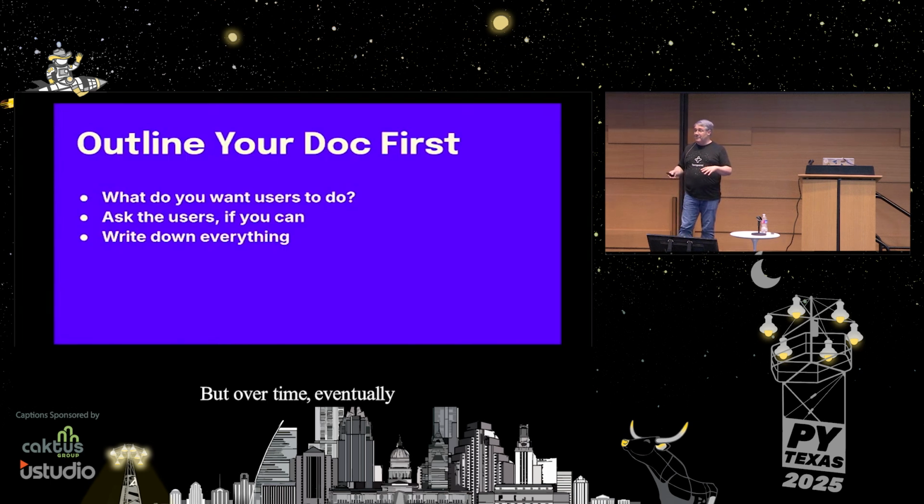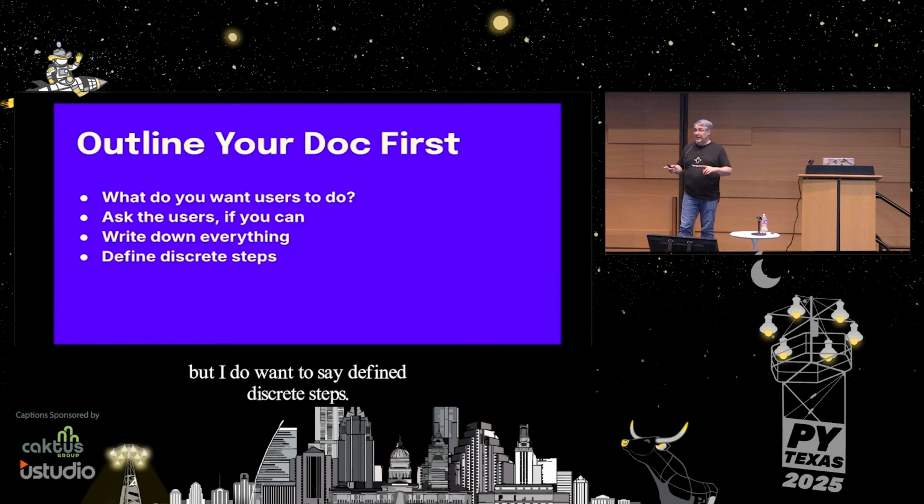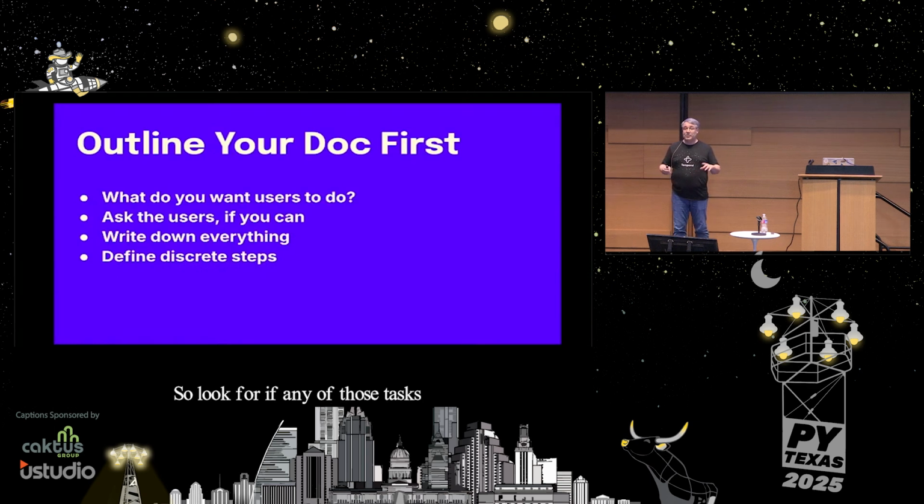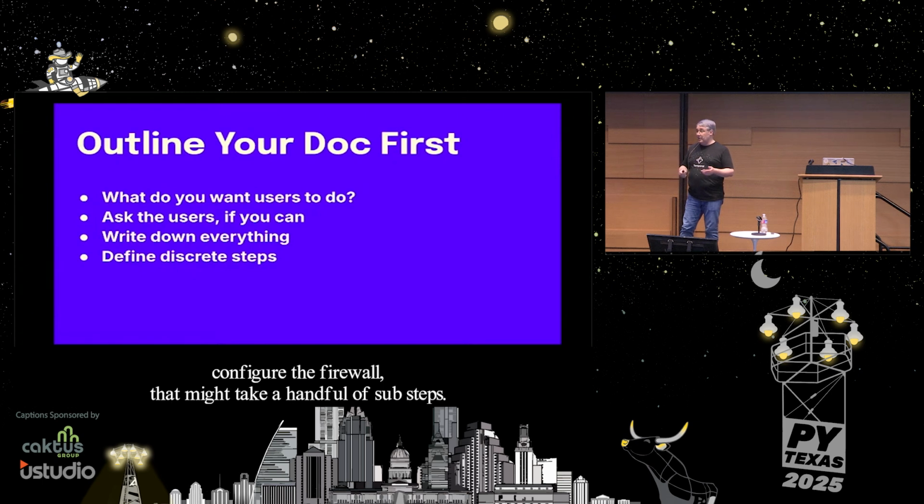But over time, eventually you'll run out of the things that you want the users to do. Now, I did say don't throw things out, but I do want to say define discrete steps. So look for any of those tasks that you've written down that are overly broad. For example, if I wrote down configure the firewall, that might take a handful of sub-steps.